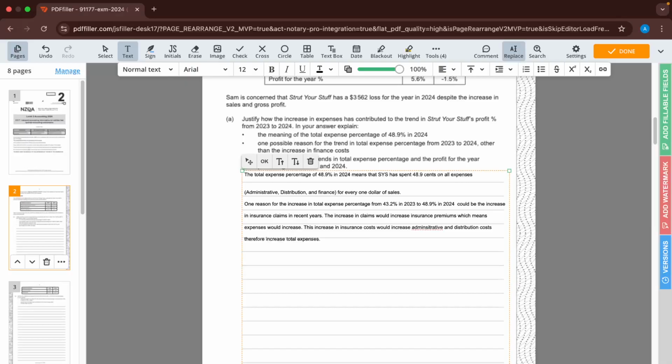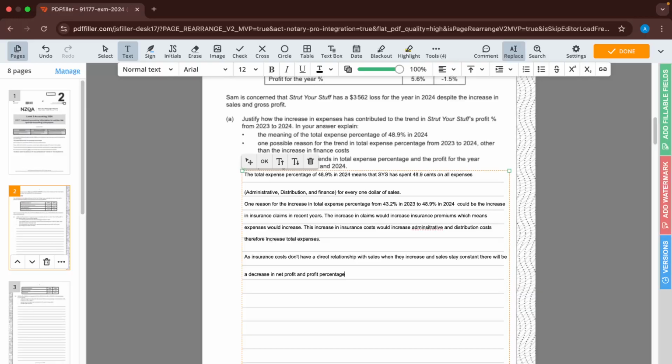So you could say something like, as insurance costs don't have a direct relationship with sales, when they increase and sales stay constant, there will be a decrease in net profit and profit percentage. Yeah, so that's really all you need for that first question.